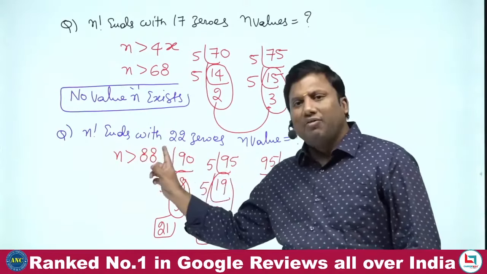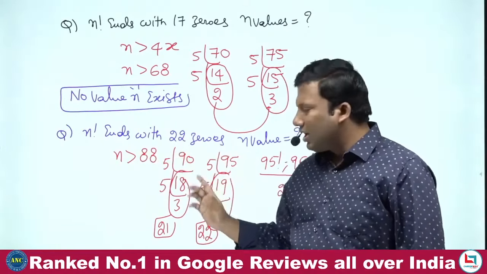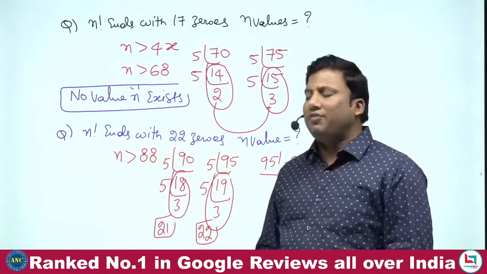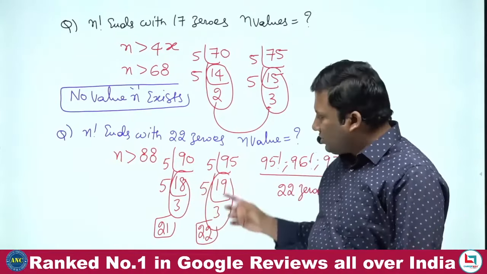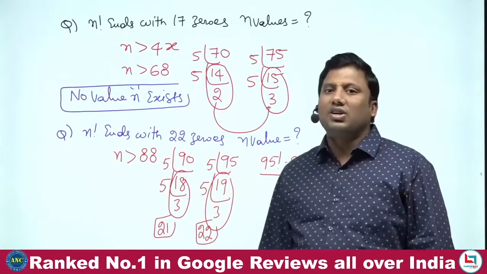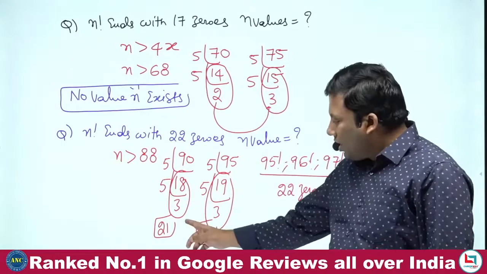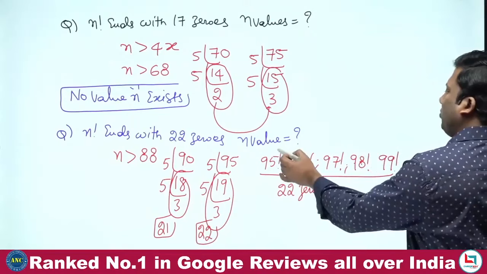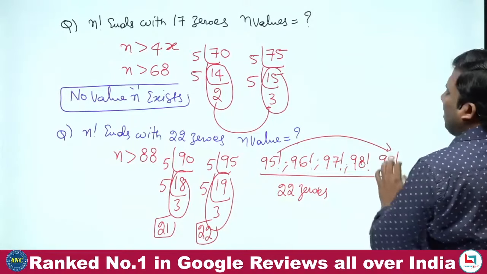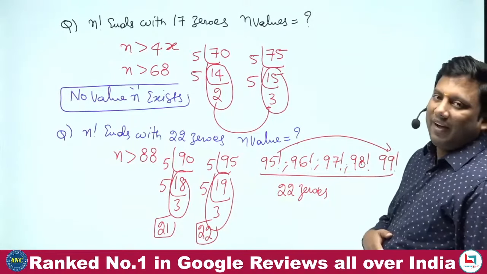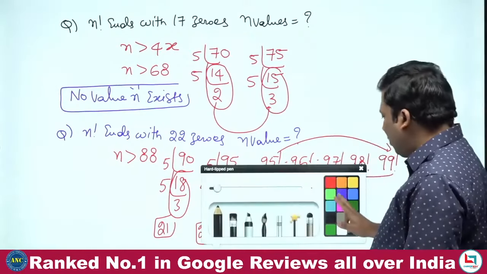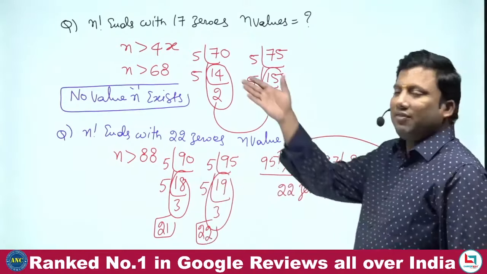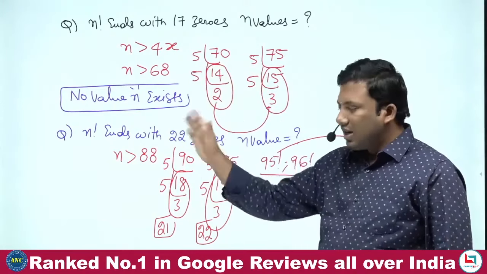N is greater than 4x. 4 22s are 88. What is the multiple of 5 greater than 88? 90. At 90 I got 21 zeros. At 95 I will get 22 zeros. So I require 21 from this number to the next multiple of 5. At 100 factorial the number of zeros will change. First question, easy question. Second one.